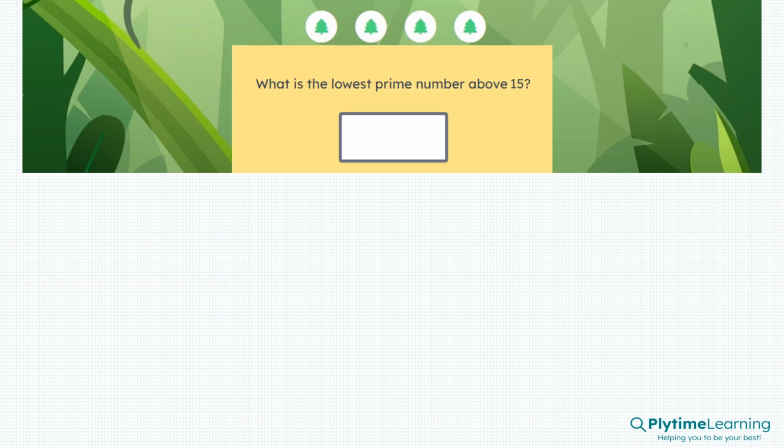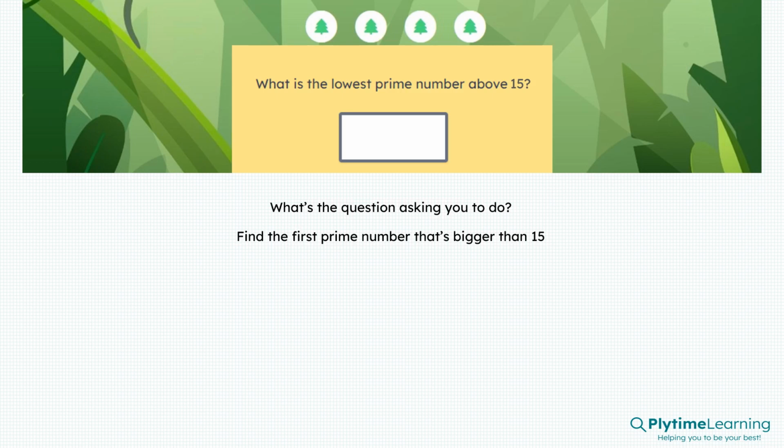What is the lowest prime number above 15? What's the question asking you to do? Find the first prime number that is bigger than 15. So let's count up from 15. 16. Is 16 a prime number? No, it's not. The next number, 17. Is 17 a prime number? Yes, it is. So the next lowest prime number above 15 equals 17.